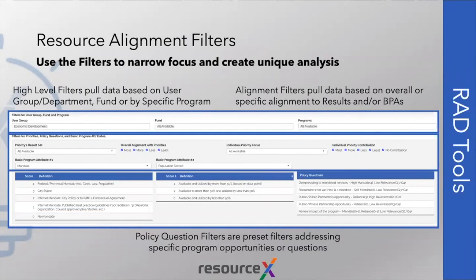So these are utilizing your basic program attributes in specific ways to pull a new list of programs for you to review. These are called our policy questions, and they are listed to the right with the parameters that will show up in the first two tables. So for instance, right now we're showing mandate and population served, but if you clicked on that first policy question, over-provided to mandated service, you will see the table on the left will update to a mandate of 4. It is highly mandated. And then the low relevance will be those programs that scored and fell into quartiles 3 and 4. Those two parameters will pull a list of programs for you to review.